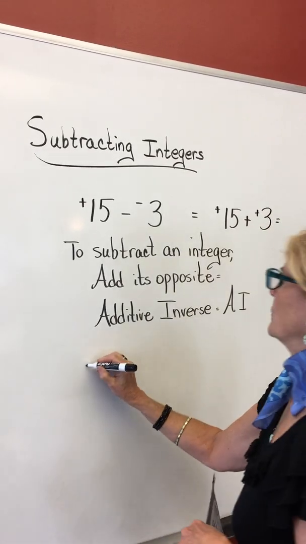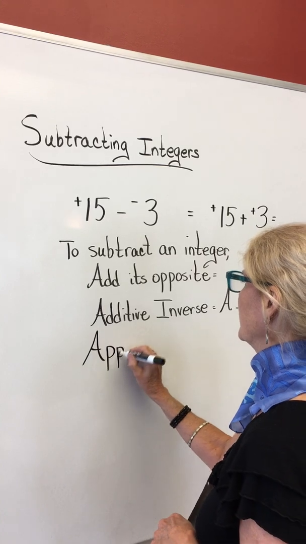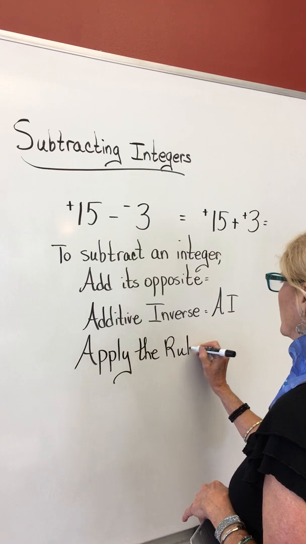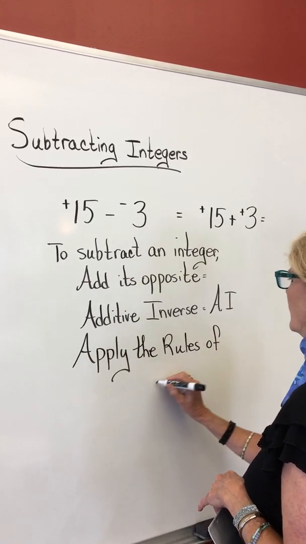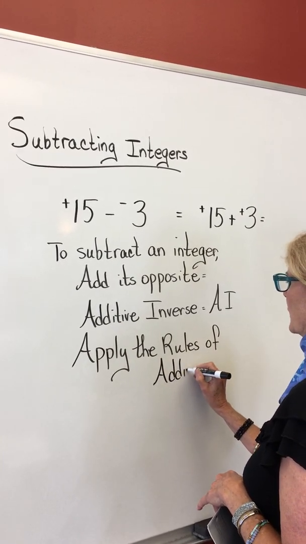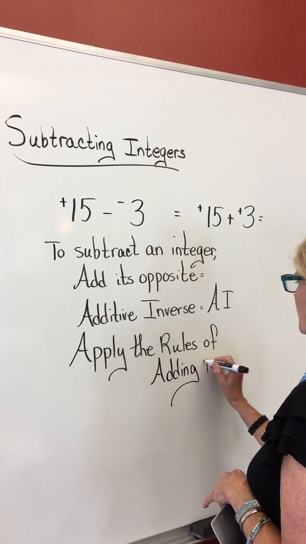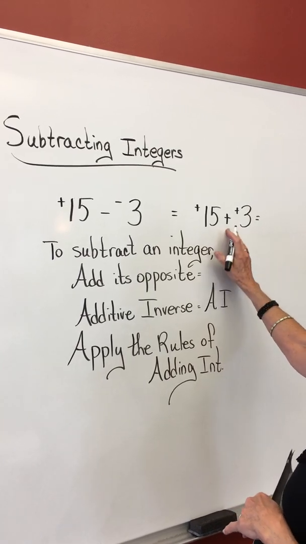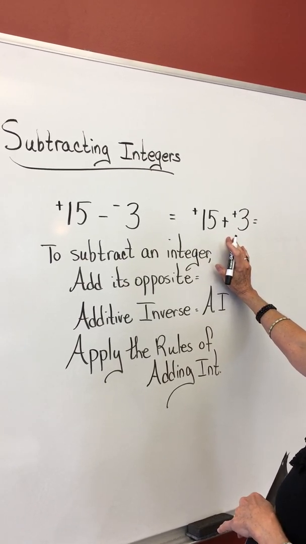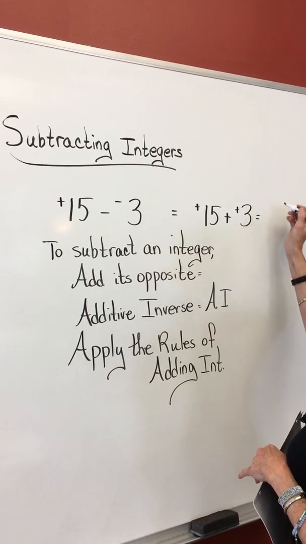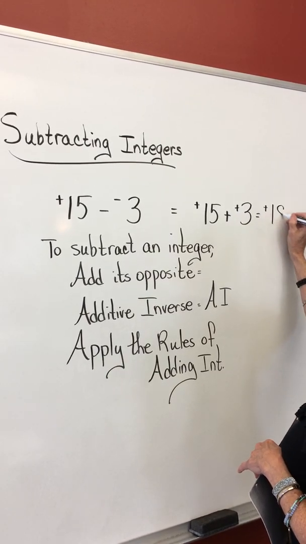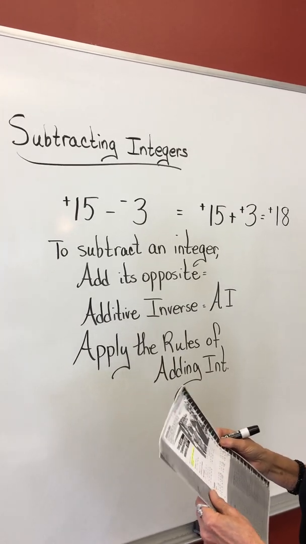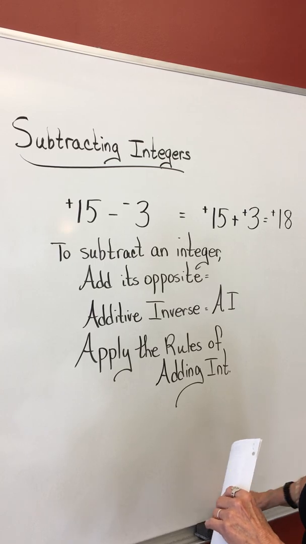And then we apply the rules of adding integers. That's why we wanted just to review them, okay? So once you turn it into an addition problem, then you can apply those rules of addition to this problem as well. So 15 plus positive 3 is going to give you positive 18, okay? So that is your answer in this problem.